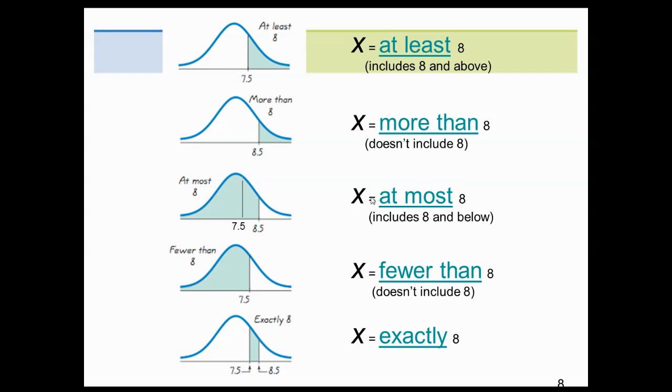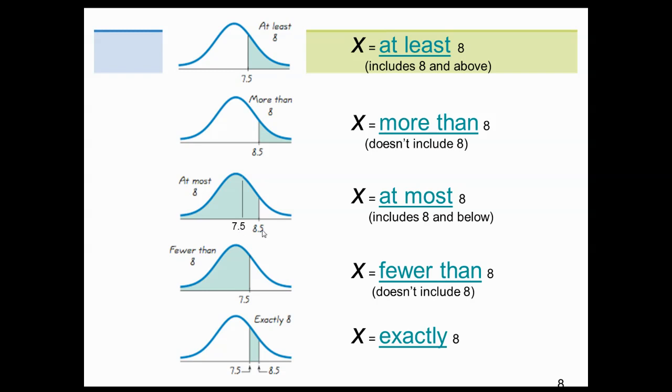All right, more than doesn't include 8, so I got to start at 8.5. Now, sometimes you overthink these problems. At most 8 includes 8 and below. All right, includes 8 and below. All right, so I took the 8. I would have drawn it right here. I wouldn't even put it on this horizontal line. You'll see in the videos I did in the previous section. I just draw something and put an 8. I don't put it here.